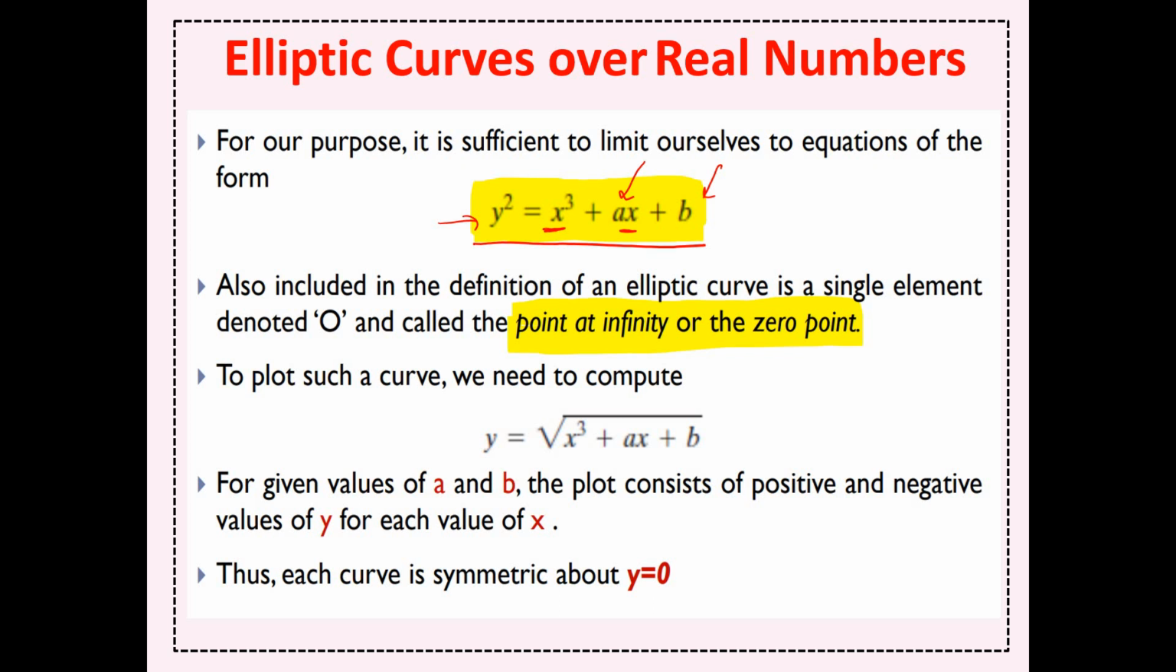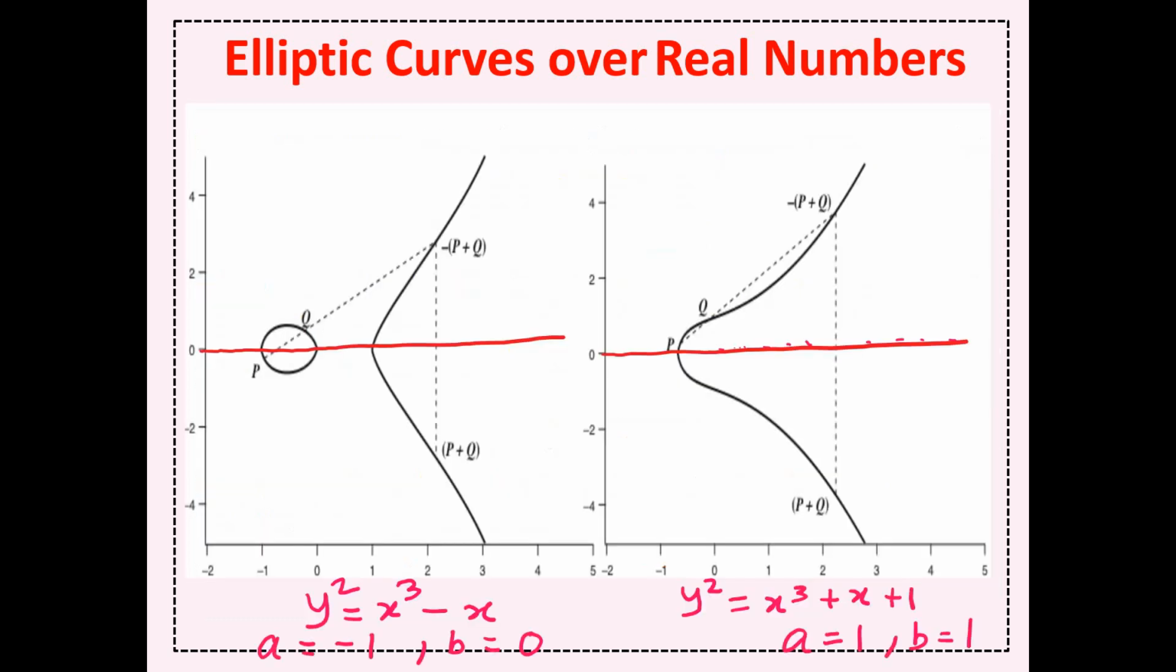Okay, so you can see over here, it should be there somewhere. Yeah, last line: each curve is symmetric about y equal to 0. Let's take an example, then I'll come back here. Let me show you a graph of it, and then I'll explain it. So suppose this is one of the curves that is generated for the equation y square equal to x cube minus x.